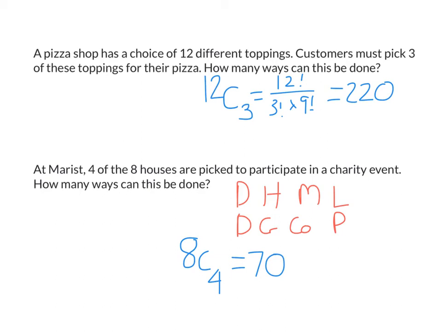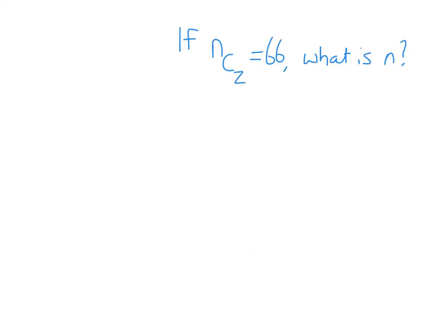All right, now we're just going to do a quick question in which we find the value of n in nCr. So this question here says if nC2 is equal to 66, what's the value of n? So we're saying if I have a group of objects and I pick 2 of them, there's 66 ways to do this. How many must there be in the group of objects? So we're going to use the definition, the formula for nCr.